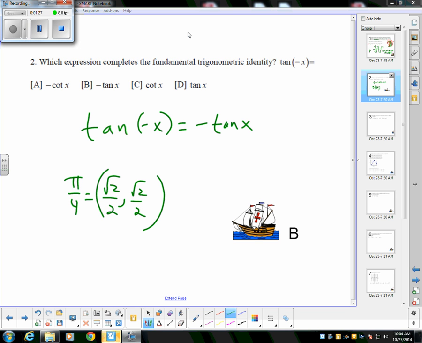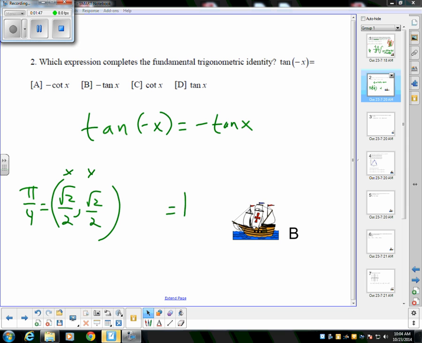Remember the hand thing where you hold it up, the middle finger is our pi over 4? Now, I'm doing this for a reason. If I wanted to find the tangent of pi over 4, it's my y divided by my x, isn't it? And the tangent of pi over 4 is 1, isn't it? Okay, now, why did I do all that? For this reason.